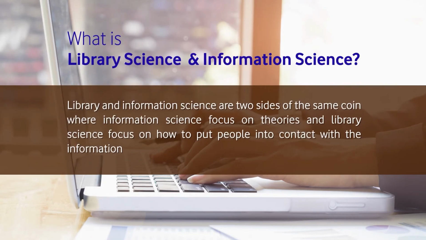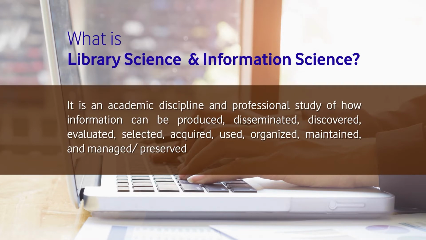But before we go into further discussion, let us try to understand what library and information science is all about. It's a discipline of library and information science, and I think it is important to know what library and information science stands for. Library and information science are two sides of the same coin, where information science focuses on theories and library science focuses on how to put people into contact with information. It is an academic discipline and professional study of how information can be produced, disseminated, discovered, evaluated, selected, acquired, used, organized, maintained, and managed or preserved.